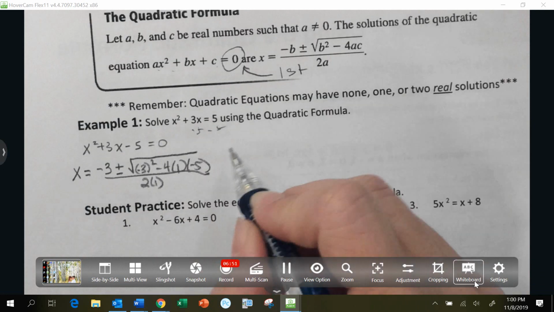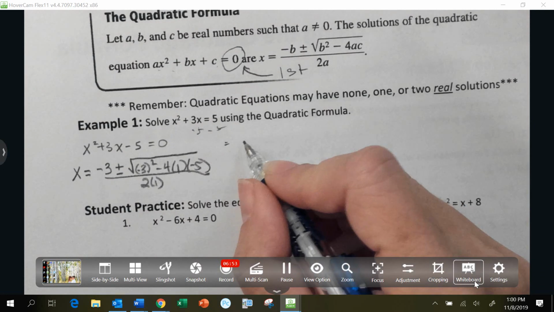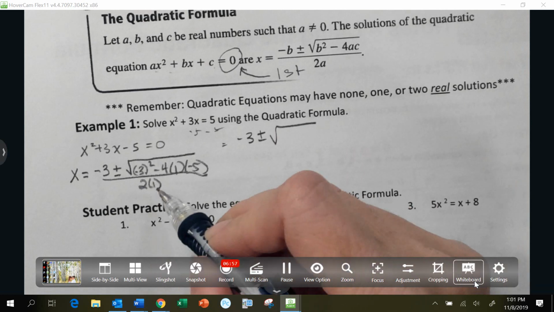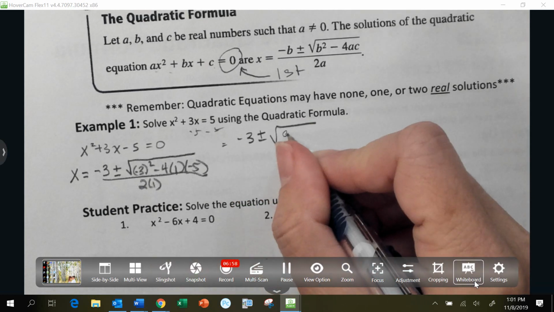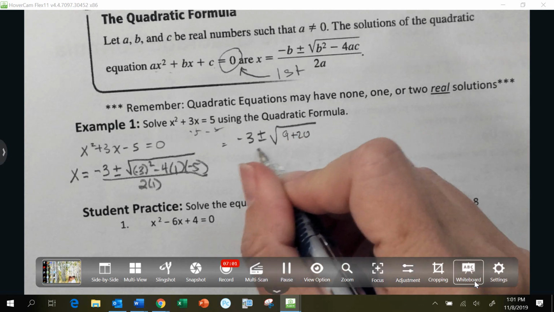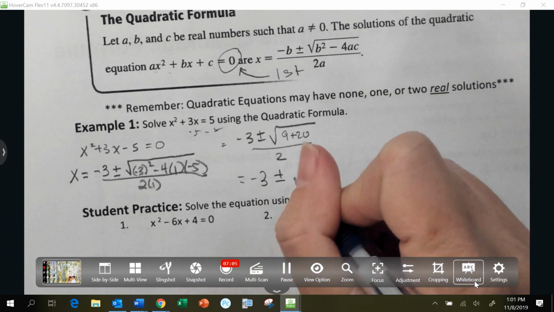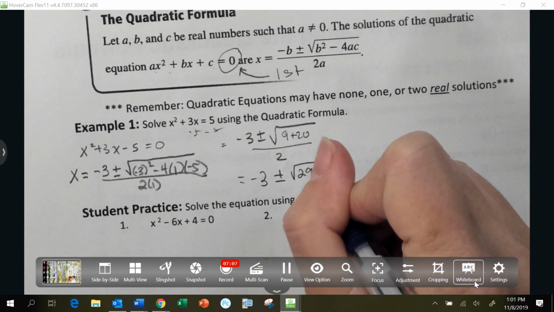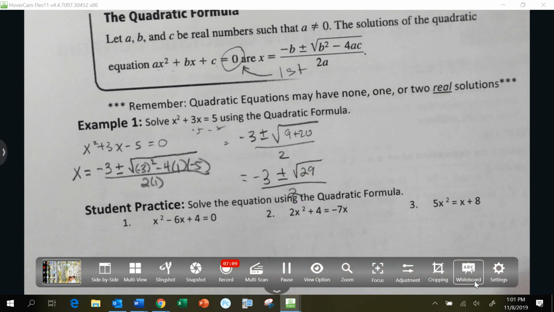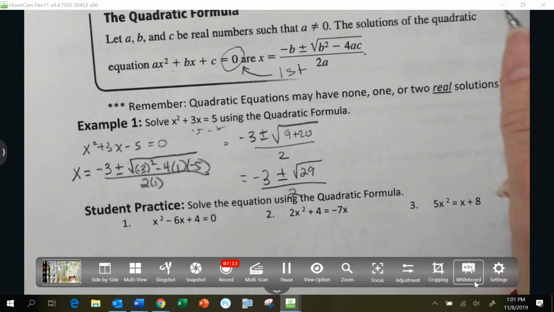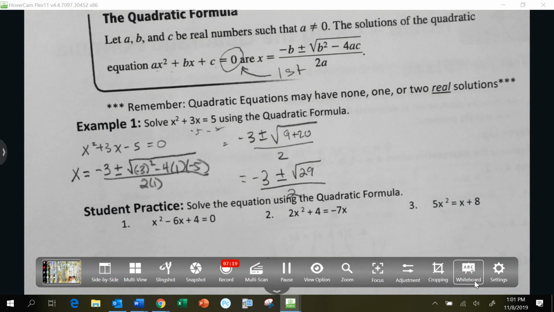All right, now we're going to simplify it. So I have negative 3 plus or minus. That's going to give me 9 plus 20 all over 2. So I've got negative 3 plus or minus square root of 29 all over 2. There are 3 questions we have to answer before we can move on.